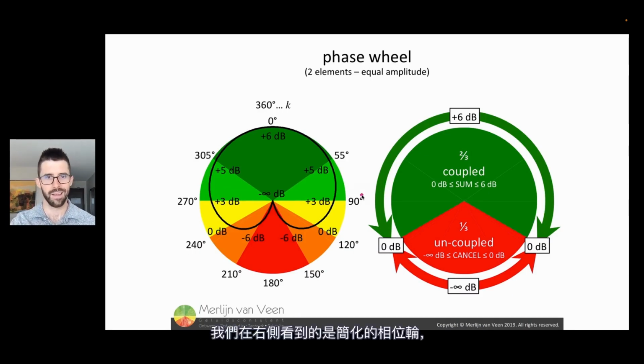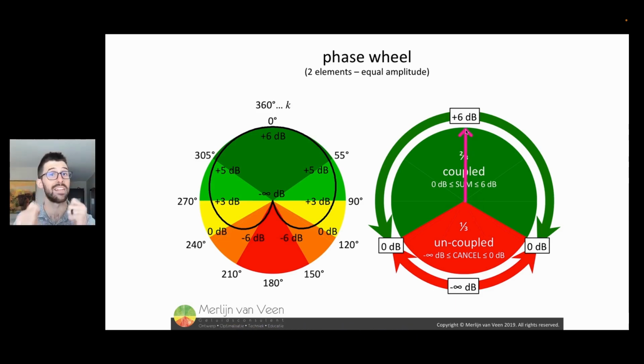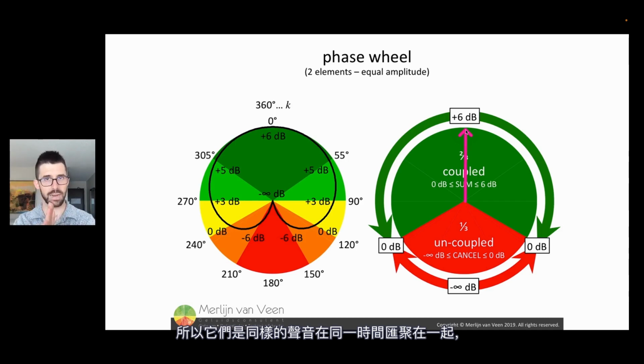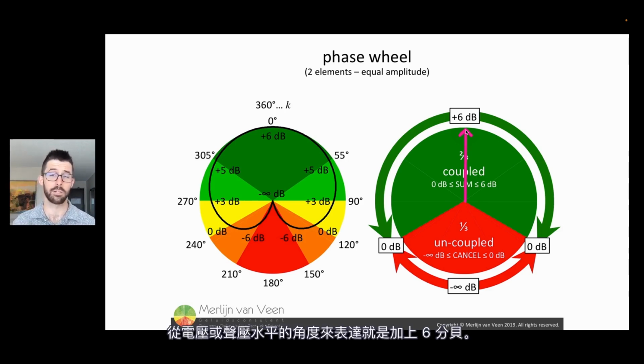So what we have here on the right-hand side is the simplified phase wheel. When we jump over to the left-hand side, if we have two waves coming together, they're exact copies of one another that are completely phase aligned, there's no phase offset between them, we get a perfect 6 dB doubling. So it's the same sound coming together at the same time, they double, and that's expressed from a voltage or sound pressure level standpoint by plus 6 dB.